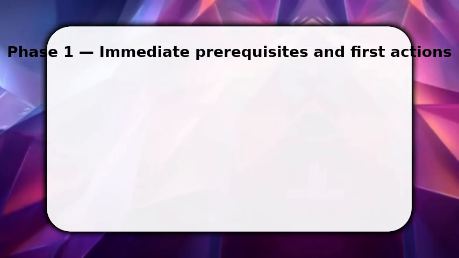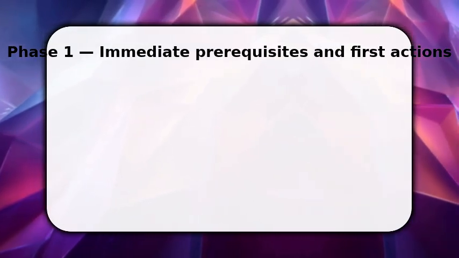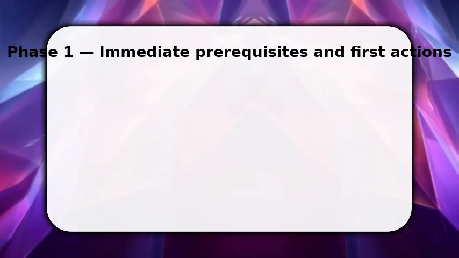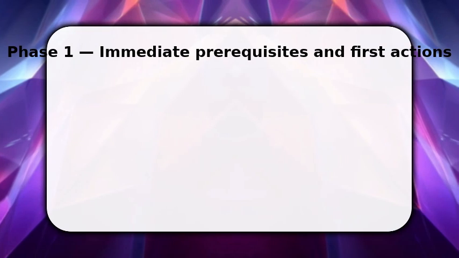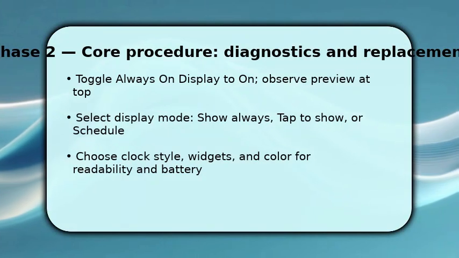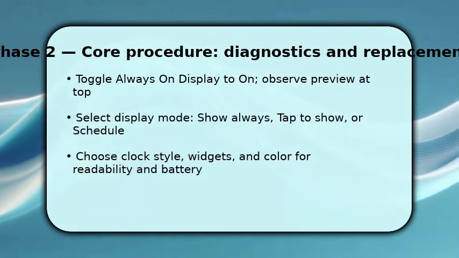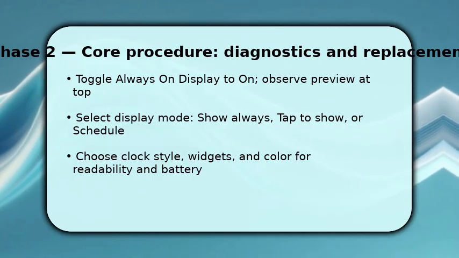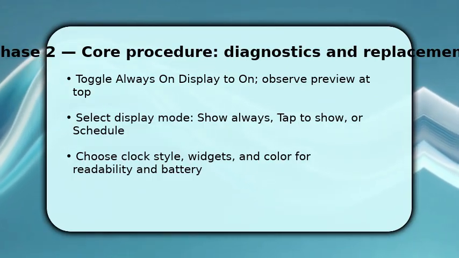Tap Always On Display and prepare to toggle it on. Once done, you'll move to customization. This helps the display show only what you need, saving battery. Now you customize the behavior and look. Toggle Always On Display to on and watch the preview area update. This confirms changes immediately. Next, pick a display mode.